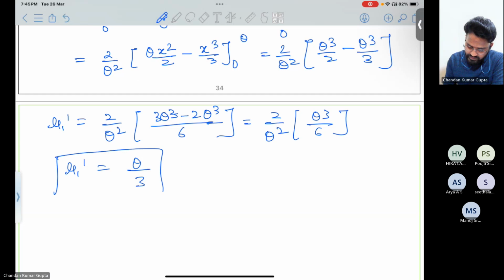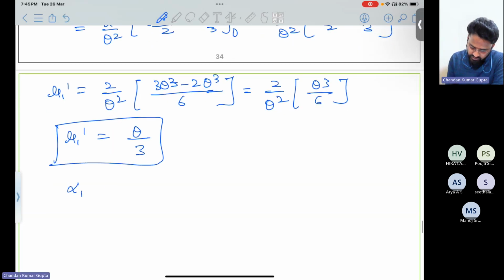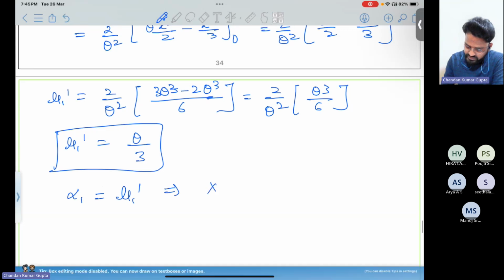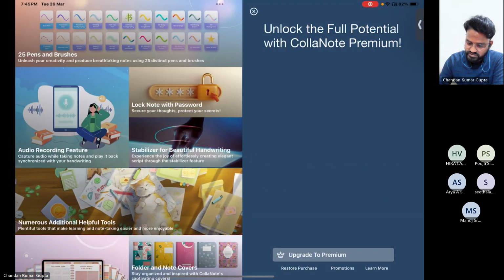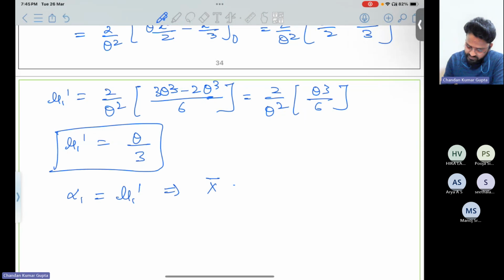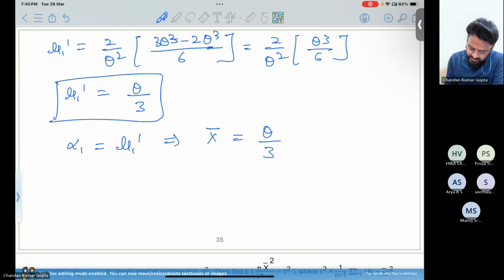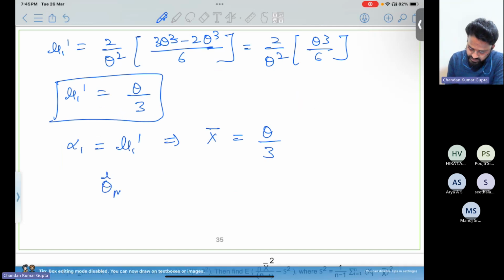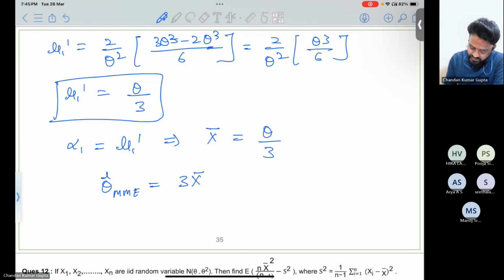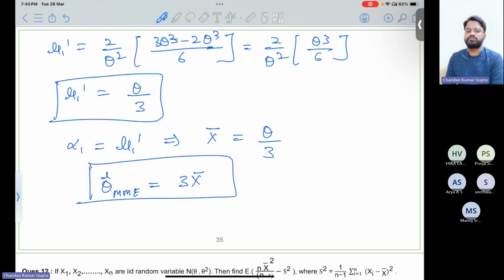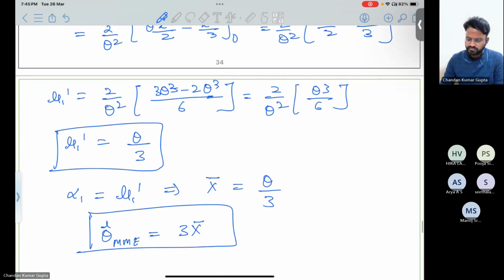Okay. Now equating alpha cap equal to this implies x bar equal to theta upon 3. From here, theta cap, that is the method of moment estimator, equal to 3 x bar. Simple.